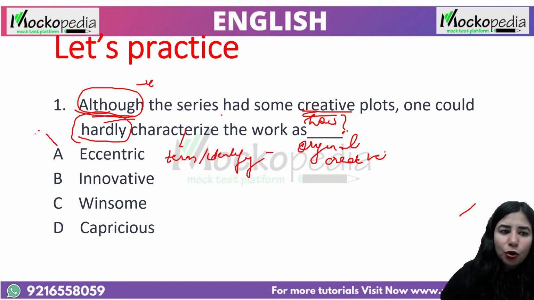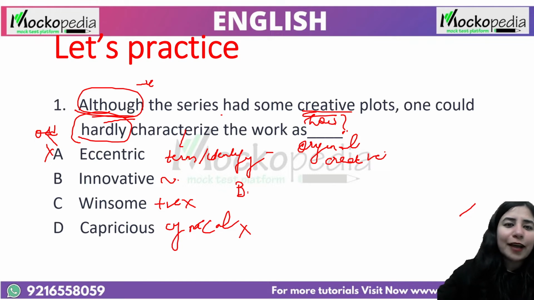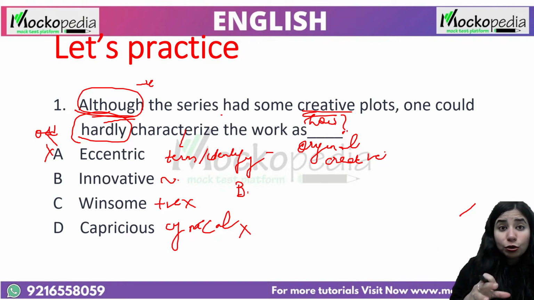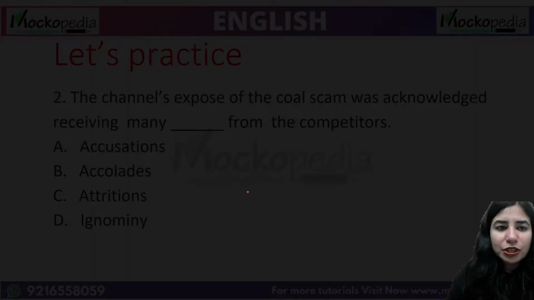Right? So eccentric is odd. So this is not matching with original, goes out. Innovative definitely does. So we are going to keep this. Winsome is a positive word. Winsome nature means attractive nature. Capricious is fickle, right? So that's how this will also not be a good match. So we have eliminated A, C, D. So what would be the correct answer? B. I hope we have sorted everybody. Please observe how although played an important role. If you would miss although, then you would reach the incorrect answer, and that we wouldn't want, right? So let's move to the next question.